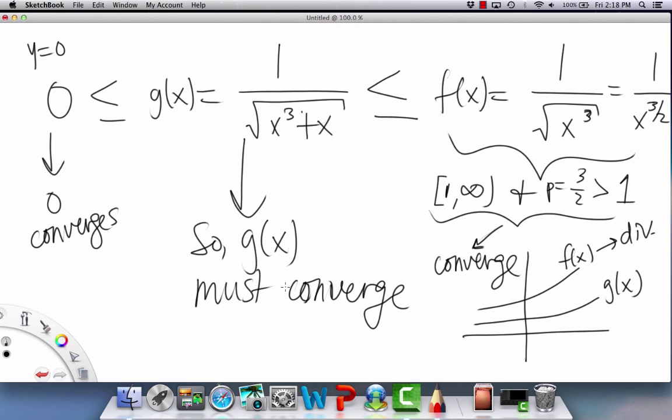Okay, all right, so the comparison test does take some experience, and once you do more problems, you'll become more familiar with seeing certain patterns and what are easy comparisons to make. Yeah. All right.